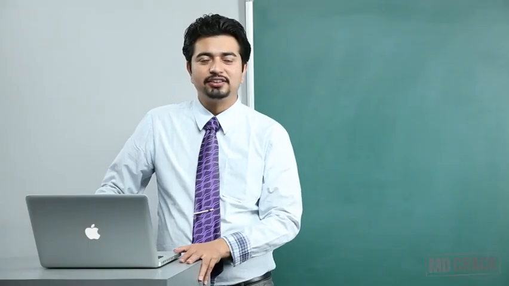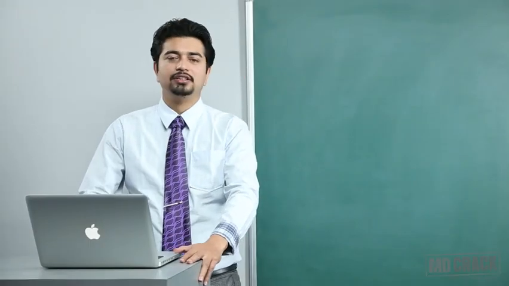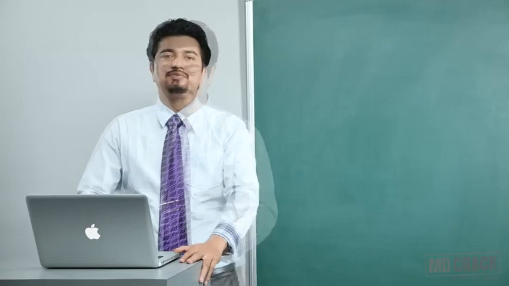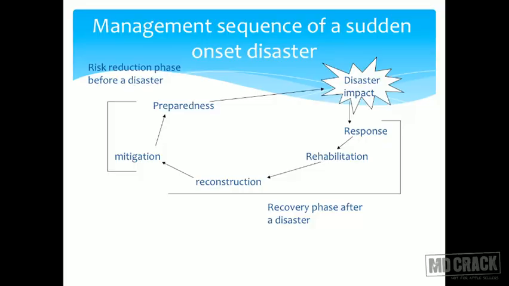Welcome to the class. The next chapter we are going to discuss is disaster management. What you have in front of you on your slides is the management sequence of a sudden onset disaster. We will start from the disaster impact, which is followed by a prompt response, which after some time goes into the phase of rehabilitation, then reconstruction. After reconstruction we have disaster mitigation, and we enter into the phase of disaster preparedness.